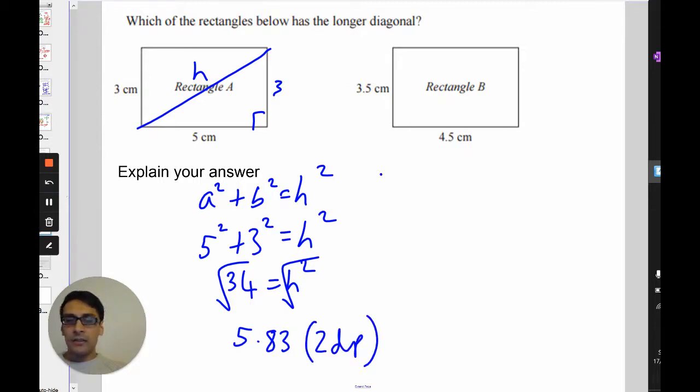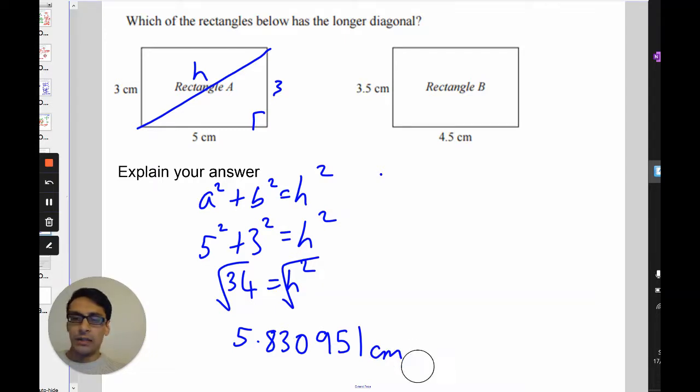In fact, since we're comparing, I'm going to be more accurate just in case. So it's 5.83095 centimeters. And that's still rounded. And there's still 3 more decimals on my calculator. In fact, let's write them all out: 1895, 951895. Okay, this might be too accurate, but that's fine for now.